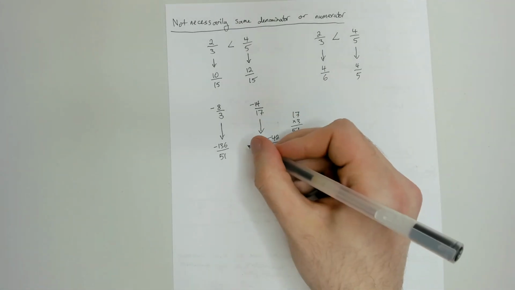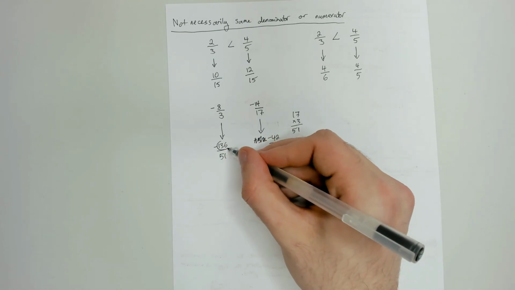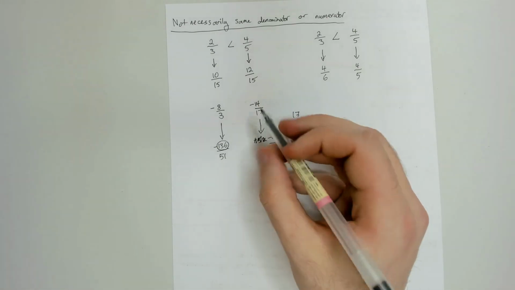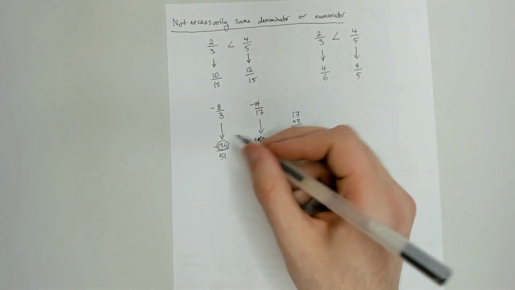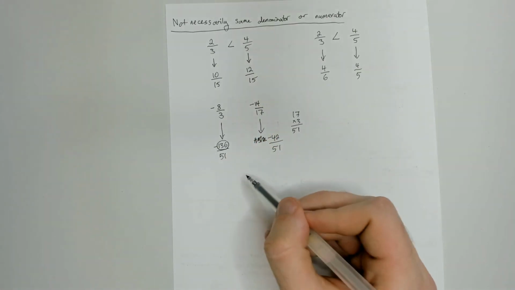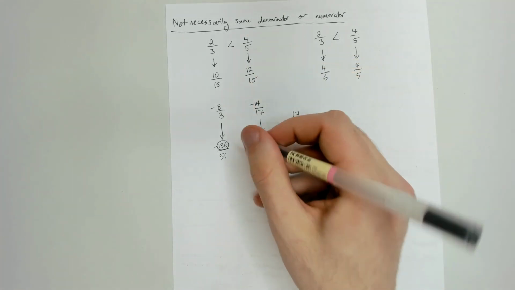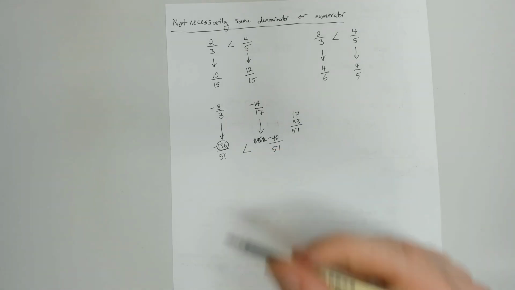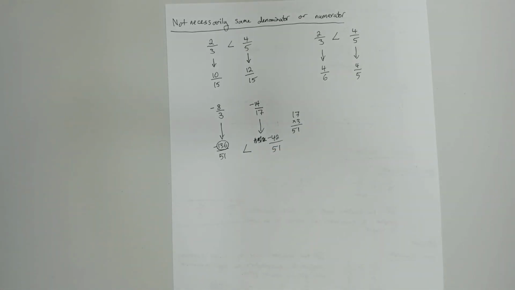So we clearly see that this has the larger numerator, right? But again, they're negative. So because they're negative, this is going to be more to the left than this one here, right? It's larger in the negative direction, but we're ordering them on the number line. So negative 42 over 51 will be greater than negative 136 over 51.